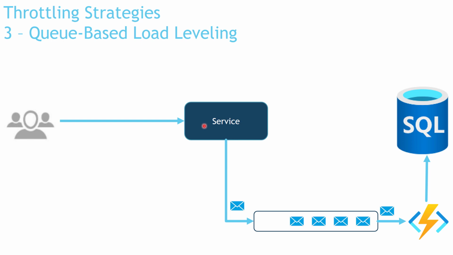And if we use a queue-based load leveling pattern, which is as simple as buffering the requests in a message queue, in this case an Azure Service Bus, and then we have an Azure Functions app on the other side that's going to be triggered for every new message being placed in the queue. And then the Azure Functions app is going to go ahead and execute these requests against the SQL database. So queue-based load leveling pattern could be used as one of your throttling strategies.